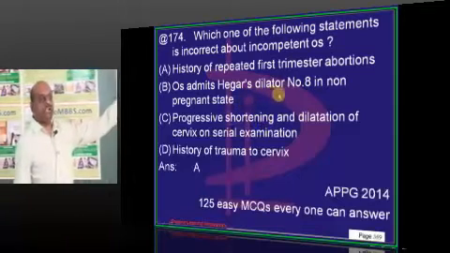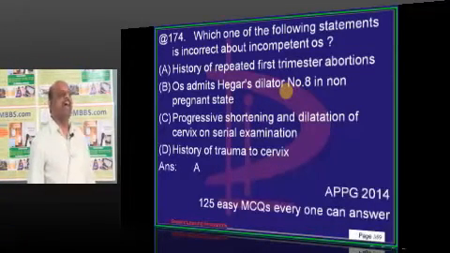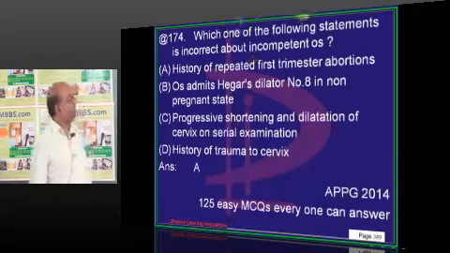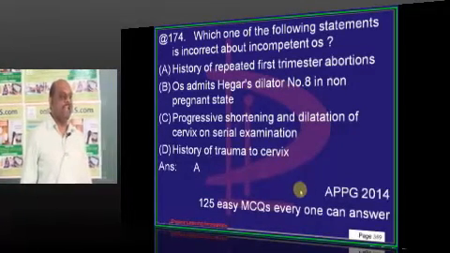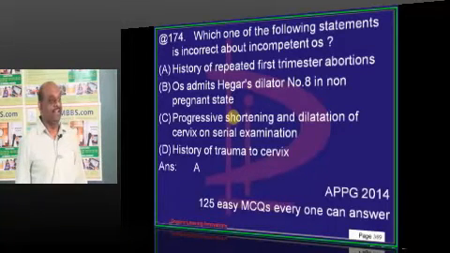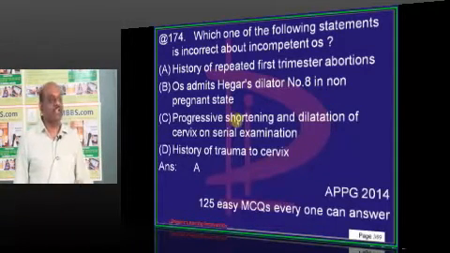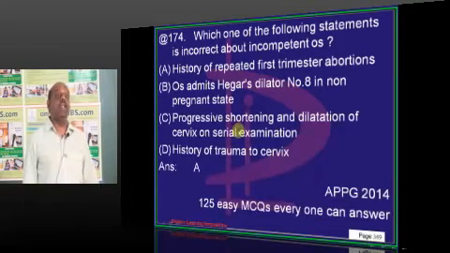There was one more question on Hegar's dilator number 8, no? Cervical incompetence only. In that they gave pregnancy options. You should not be tempted to answer towards the pregnancy options, right? That's called instant preparation and going for the exam. One question explains the other question to answer.